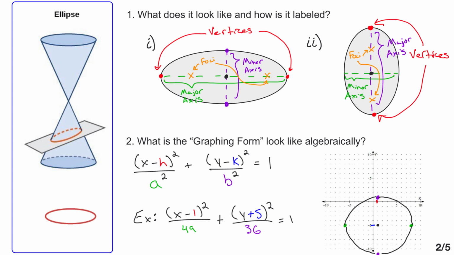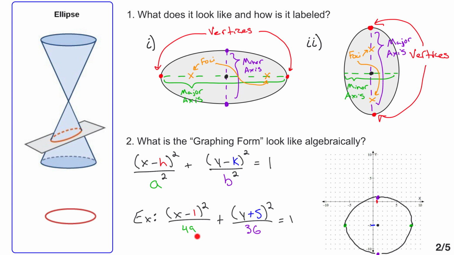Now one question, or a few questions, that I do get that I want to address before we move on is I have had students say, okay, well what happens if this is not equal to 1? Let's say this is equal to 2. If this is equal to 2, then it is not in the graphing form. The graphing form has to have it equal to 1. So if this is equal to 2, I would multiply everything by 1/2 in order to turn it into a 1.